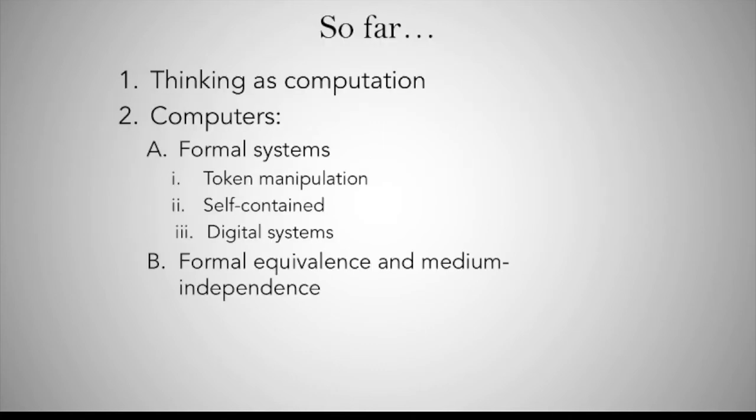So far we have the notion of thinking as computation, and then on the notion of computer, we have introduced the notion of a formal system, right? Characterized as token manipulation systems, which have the property of being self-contained and digital. And we just discussed the notions of formal equivalence and medium independence. Now in our next video, we're going to introduce the notion of an automatic formal system.